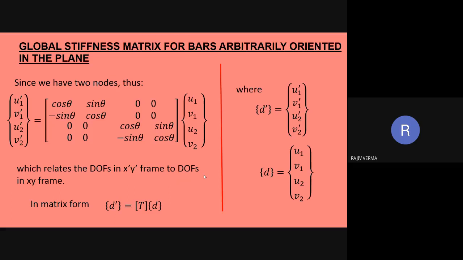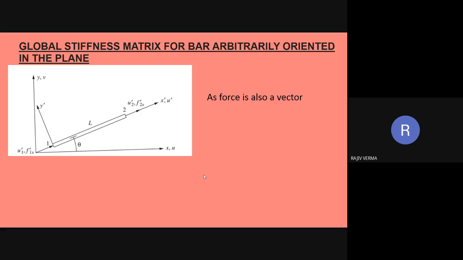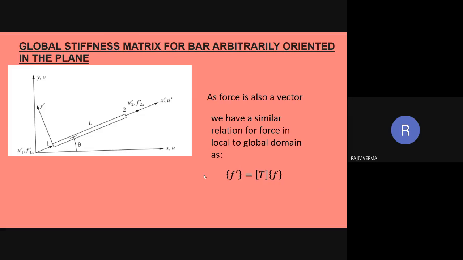Now this obviously is a relationship between vectors, and since force itself is a vector, we can use the similar transformation matrix to have a relationship between forces in the two frames. We can use the same transformation matrix as a relationship between forces acting at the nodes between the local and the global frame, which gives us a relationship f dash is equal to T multiplied by f.